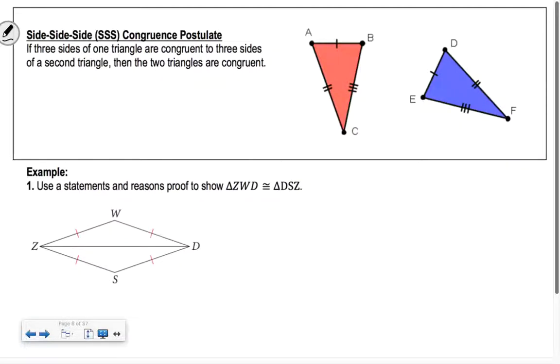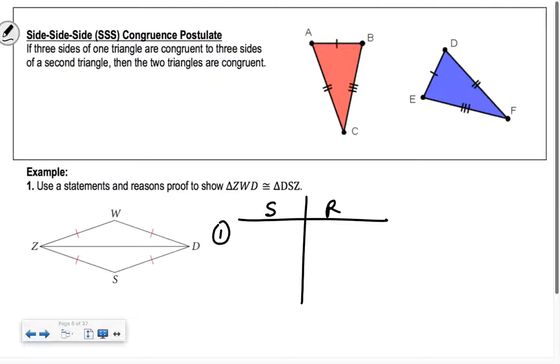Okay, so the first one is called the side-side-side congruence postulate. We abbreviate this by SSS. It says if 3 sides of one triangle are congruent to 3 sides of a second triangle, then the 2 triangles have to be congruent. They match up perfectly, and all the angles are then the same as well. It says use the statements and reasons proof to show why this is true. This is a pretty easy proof.